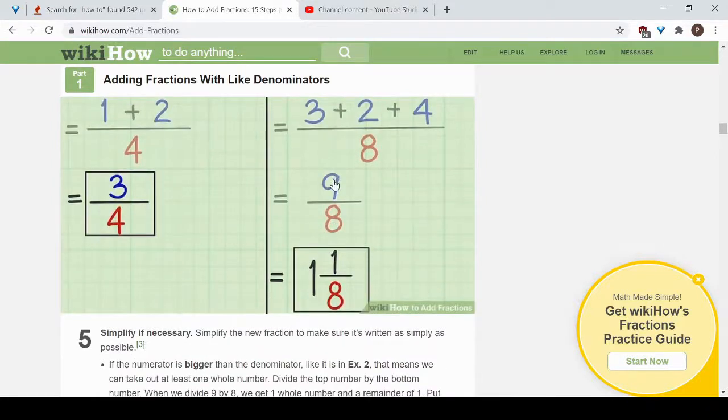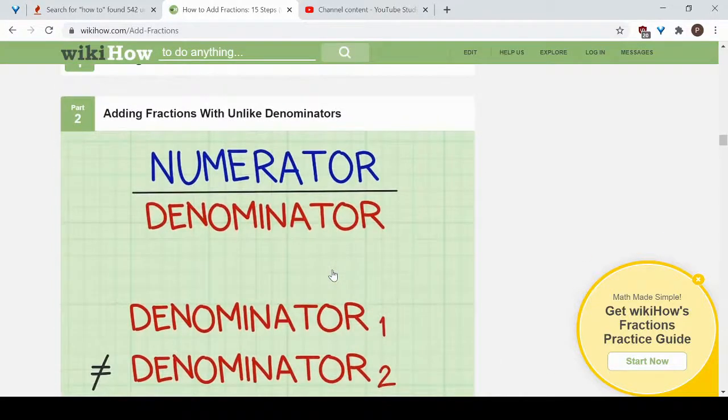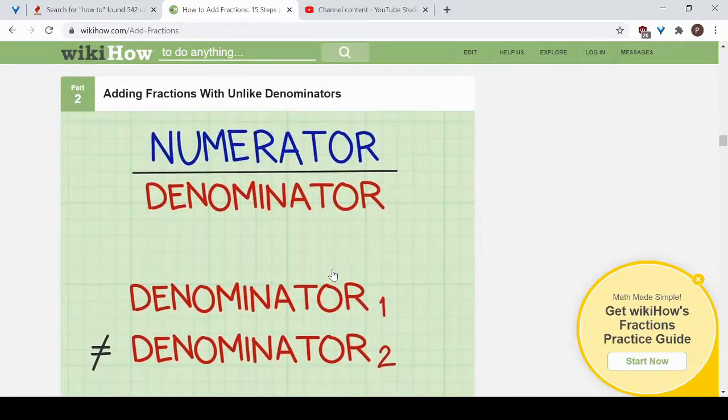So 9 divided by 8, 8 goes into 9 one time. That's where we get the 1, and then there's 1 left over. 9 minus 8 is 1. We get the 1 left over. So that's how to add fractions with the same denominator.